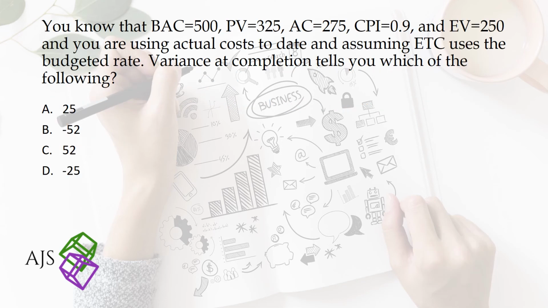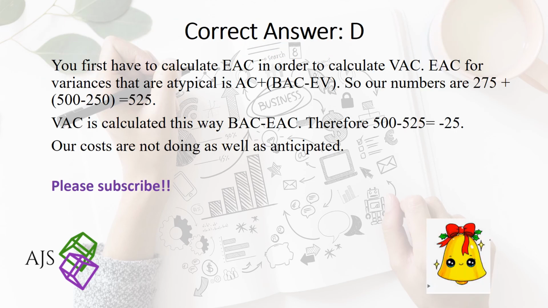You know that BAC is equal to 500, PV is equal to 325, AC is equal to 275, CPI is equal to 0.9 and EV is equal to 250. And you are using actual cost to date and assuming ETC uses the budgeted rate. Variance at completion tells you which of the following? A is equal to 25, B is equal to minus 52, C is equal to 52 or D is equal to minus 25. And the correct answer is D.